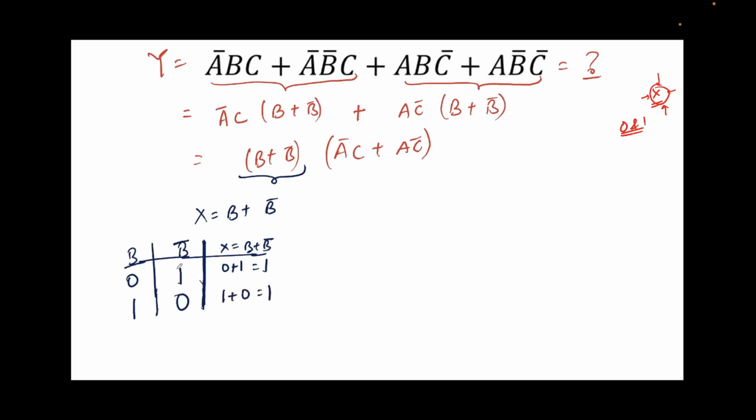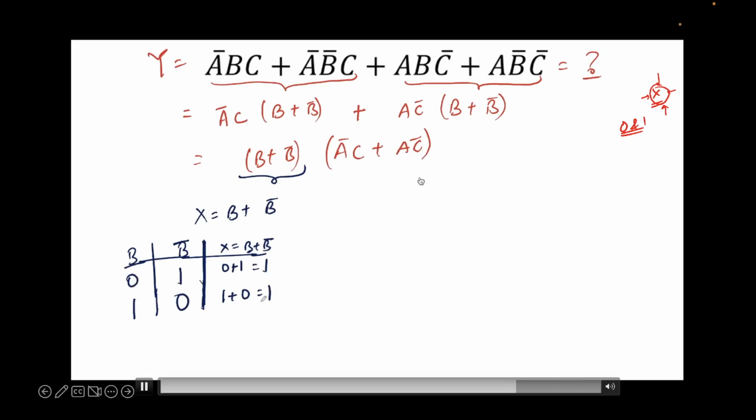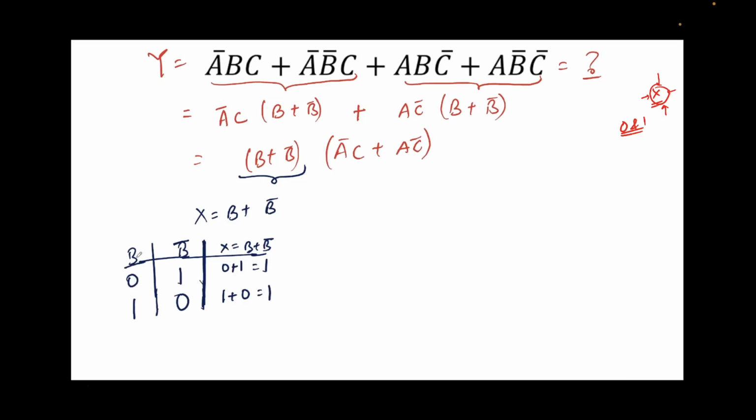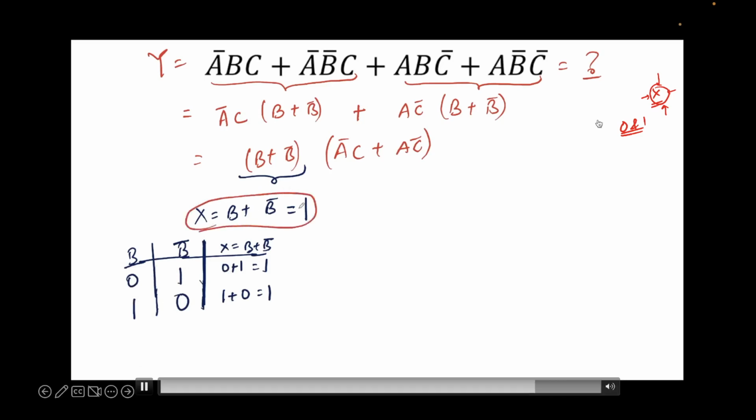Now, this is an interesting case. b can only have two values, 0 or 1, and whatever the value of b, the output x is always 1. So this is always true: x is equal to 1 irrespective of the input. I can write x equal to b plus b bar equal to 1. It's independent of the input. Coming back to my original expression, what I have obtained is b plus b bar equal to 1. Let's put this value here.